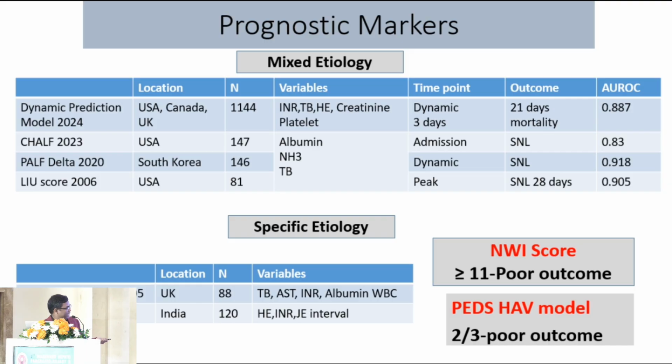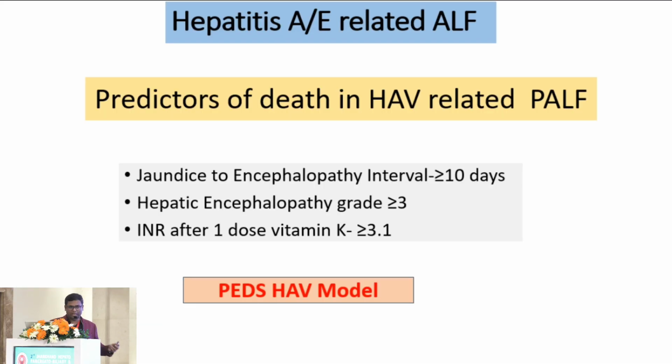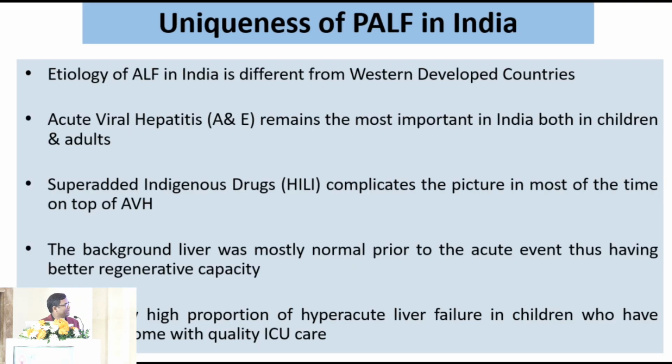What is working here is etiology specific markers. One is the New Wilson Index, that is the Dhawan modification of the New Wilson Index, published in 2005. That is working. If it is more than 11, it is a candidate for liver transplant. And the PEACH HAB model, which came in 2020 from ILBS, is again working in hepatitis A related liver failure cases. So in our scenario, we are using this PEACH HAB model based on 3 parameters: jaundice to encephalopathy interval more than 10 days, hepatic encephalopathy grade 3, and INR after 1 dose of vitamin K more than 3.1. So these are the prognostic markers we are using in our day-to-day practice.